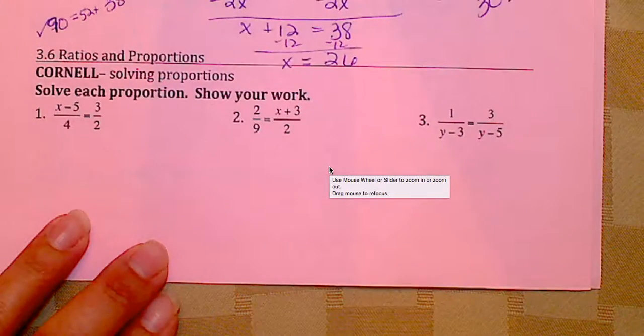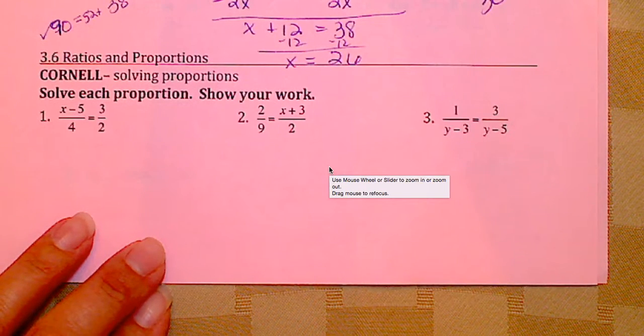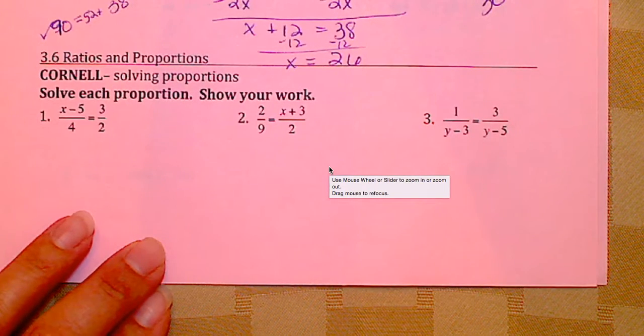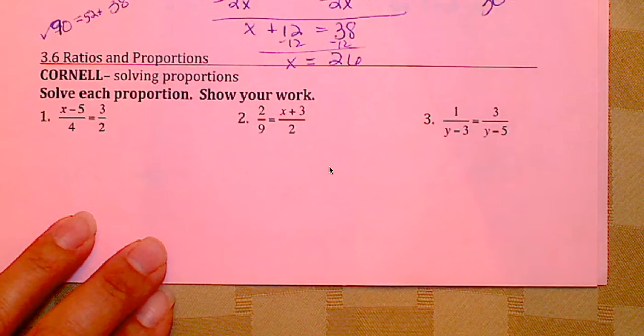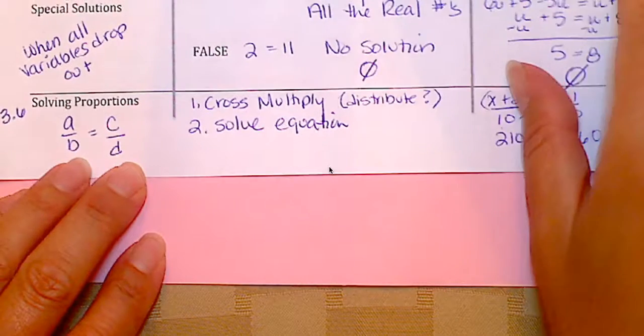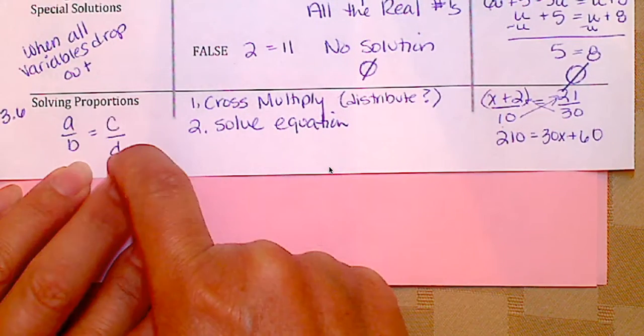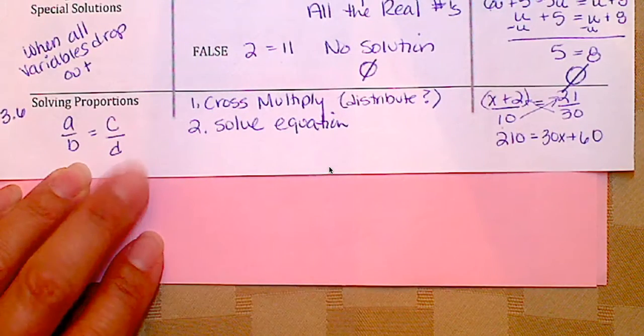All right, 3.6 ratios and proportions. That's the title of the section. We're going to focus on solving proportions and setting them up from word problems. So if you recall our Cornell notes that we've already taken, a proportion is just when you have one fraction equal to another fraction, or a ratio equal to a ratio.